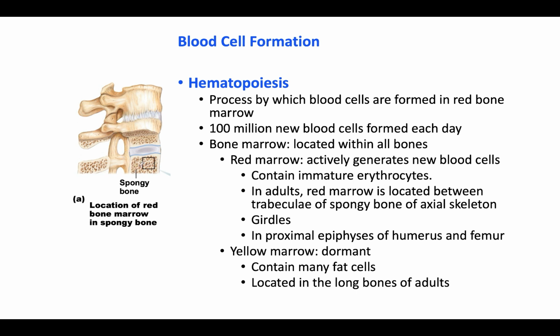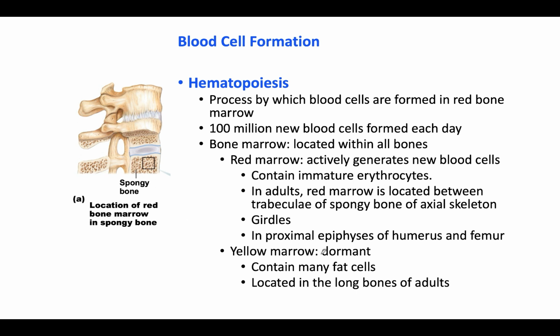And also you can find red bone marrow in the iliac crest or proximal epiphyses of humerus and femur. In your arm or your leg, you have a long bone, and inside the long bone, close to the end of the long bone, there is the epiphysis, and at that proximal epiphysis you can see sponge bone, and that is the area where blood cells are produced.